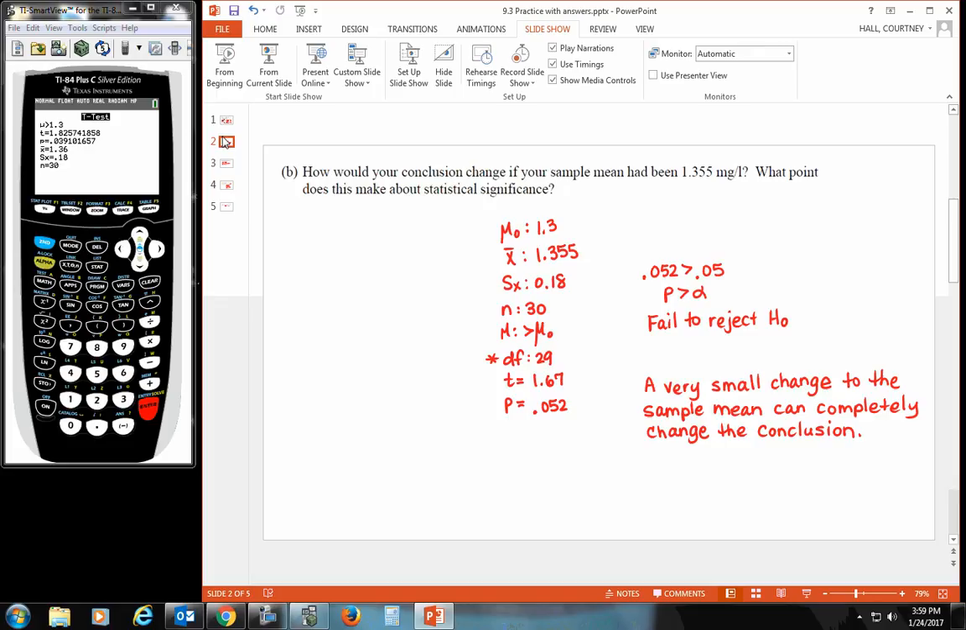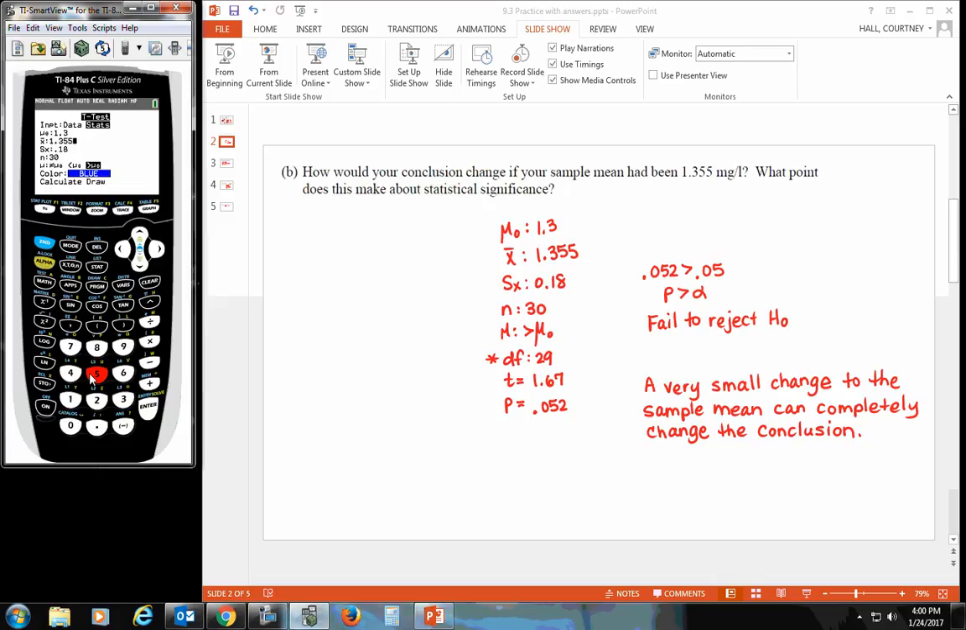Okay, how would your conclusion change if your sample mean had been 1.355 milligrams per liter? What point does this make about statistical significance? So what I did is I just went in and changed that number. We have such an amazing tool in our calculator that if they want the sample mean, instead of being 1.36 that it was before, to change it to 1.355, I can just go rerun it, because we have this tool that allows us to do it very quickly.